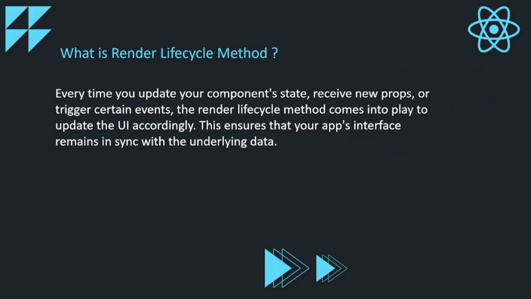So now, first of all, let us understand what the render lifecycle method is. In simple terms, the render lifecycle method is responsible for generating the virtual representation of your component's user interface. Think of it as creating a blueprint of how your component should look and behave. Now, every time you update your component's state or receive new props or trigger certain events, the render lifecycle method comes into play to update the UI accordingly. This ensures that your app's interface remains in sync with the underlying data.